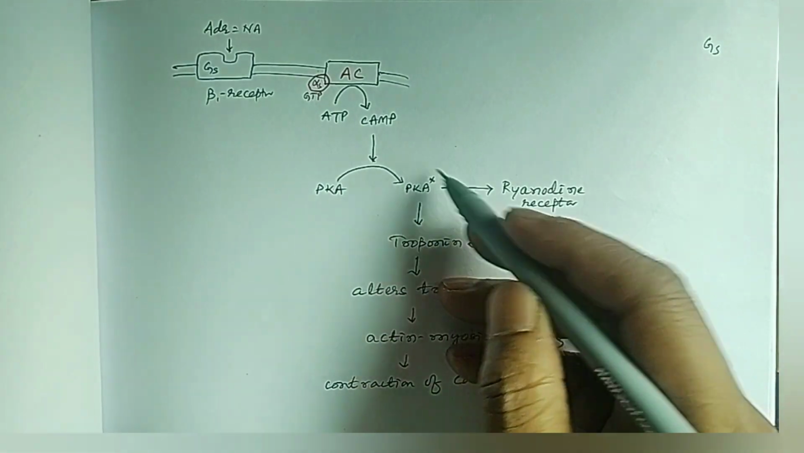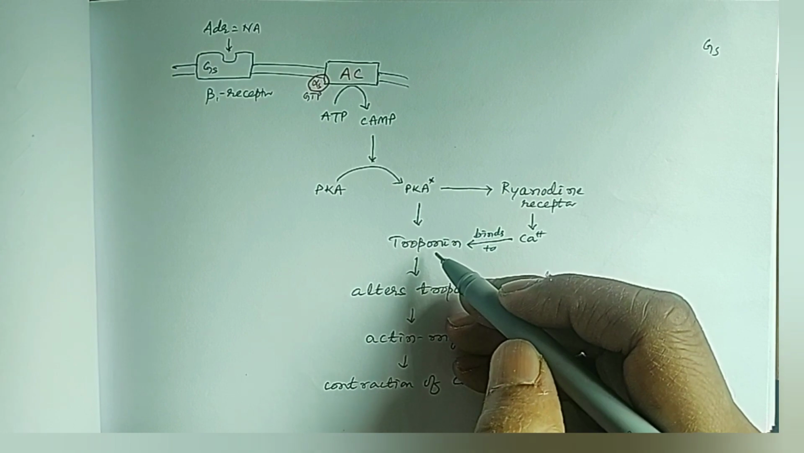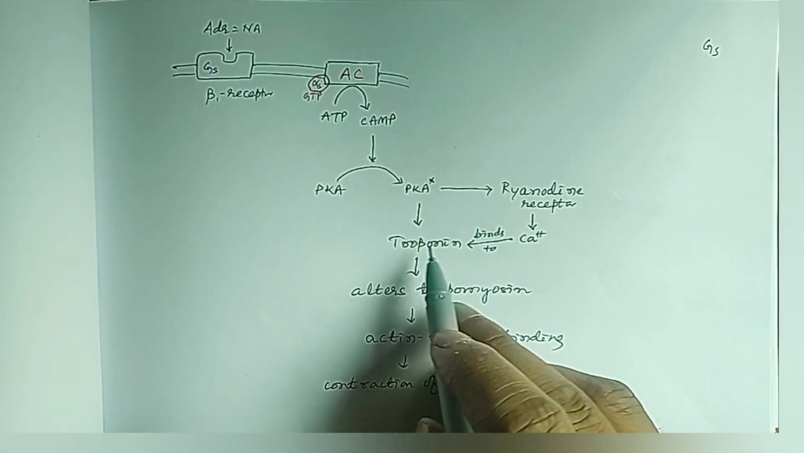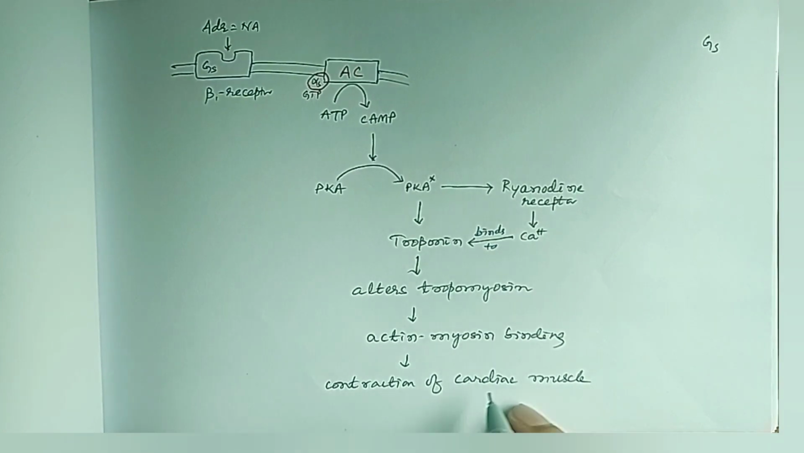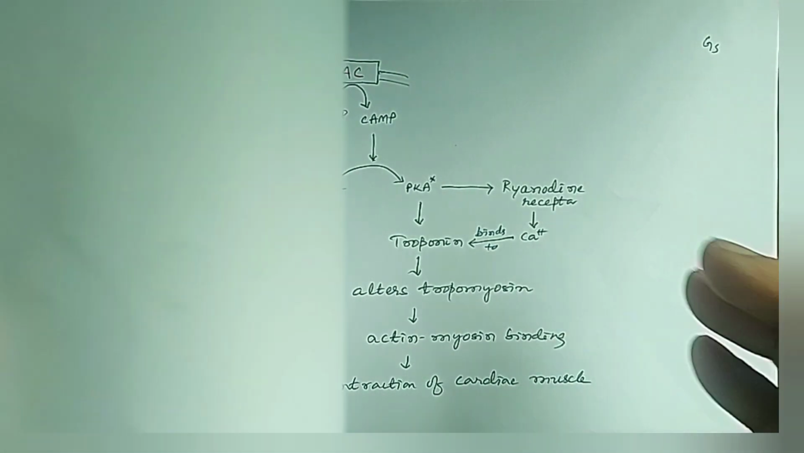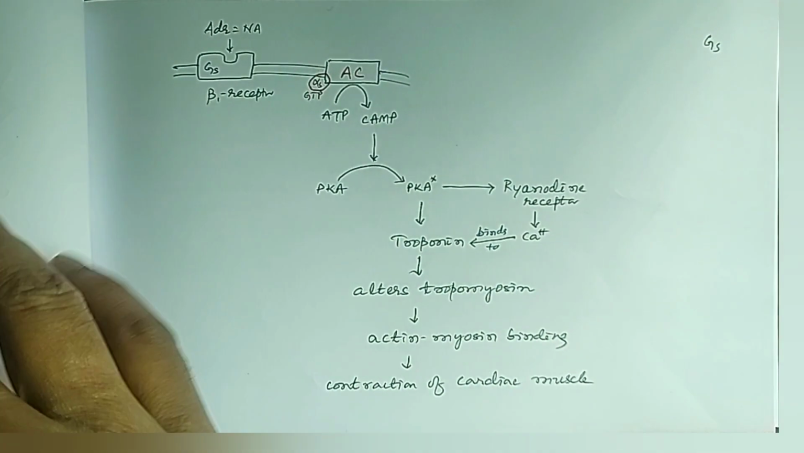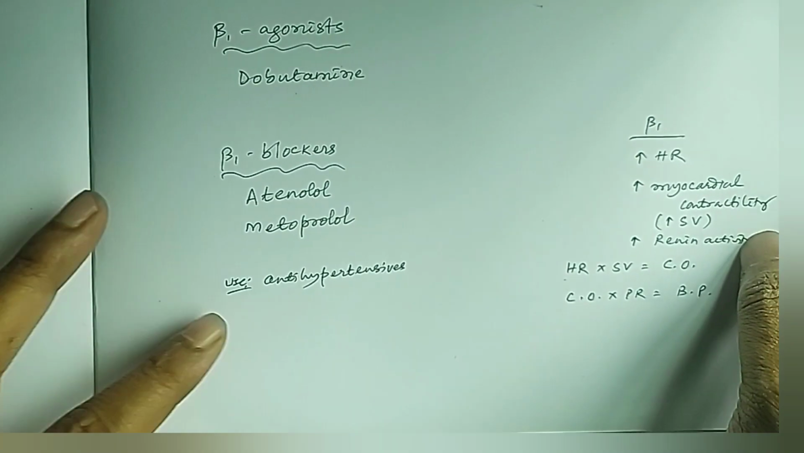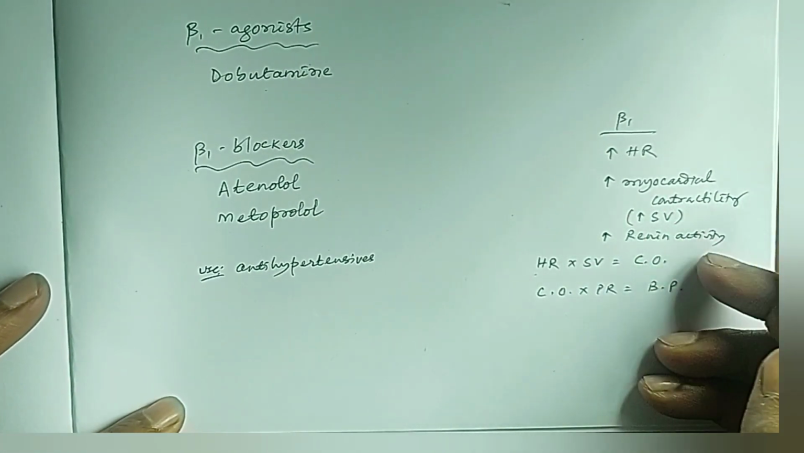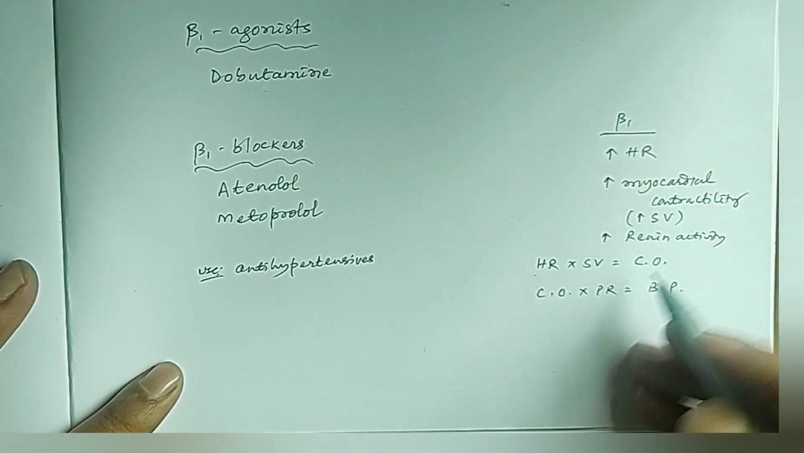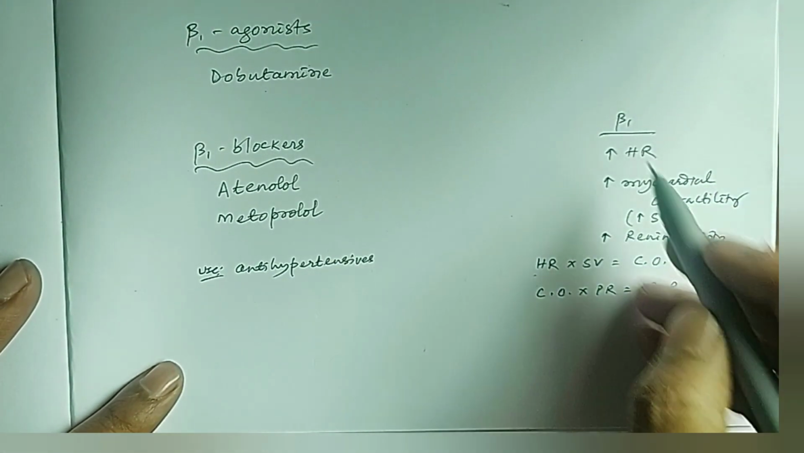So active protein kinase A can activate troponin and can also release calcium, which will bind to the troponin, and now this active troponin will alter tropomyosin, so that actin myosin binding can occur and contraction of cardiac muscles occurs. Now because of this there will be increase in heart rate, increase in stroke volume because of myocardial contractility. And in kidney there is also renin activity because of beta-1 receptor.